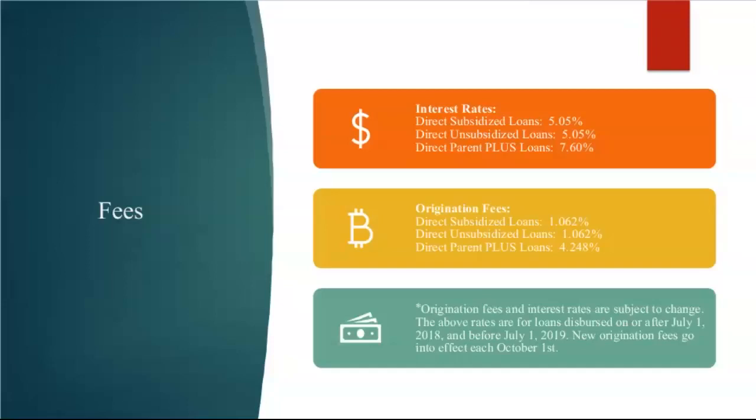Currently, the interest rate for a direct subsidized and unsubsidized loan is 5.05%. A direct Parent PLUS loan is 7.06%. Interest rates change each July 1st. Origination fees are deducted before the school receives the student's funding.